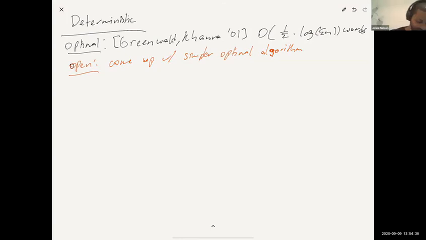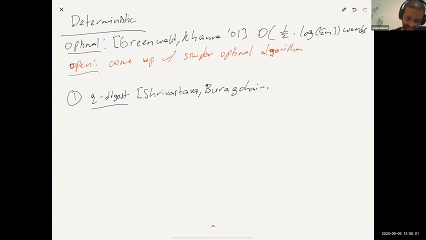So I will show you two deterministic algorithms today. One is called the Q-digest algorithm. And this algorithm is from 2004. This is due to Srivastava... let me not say this name because I'm probably going to say it wrong. Agrawal and Suri.